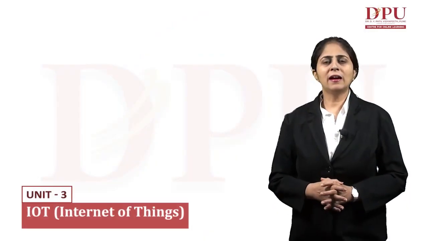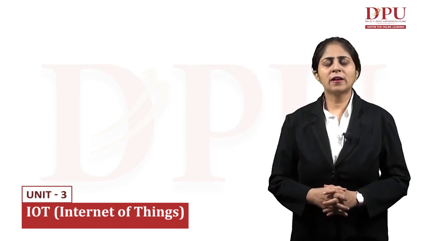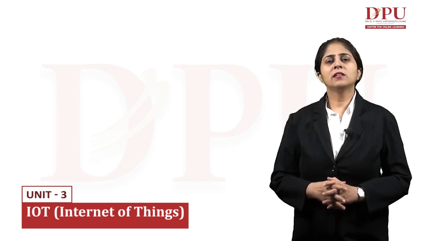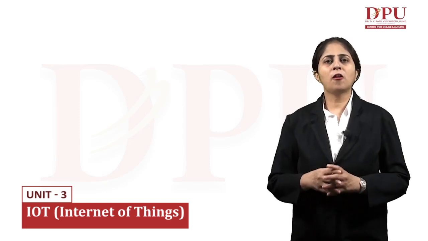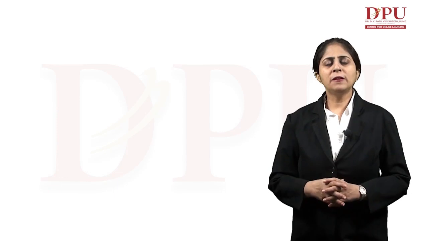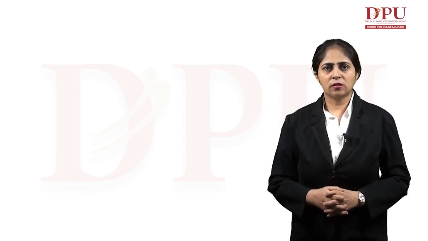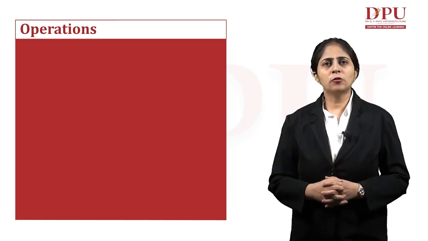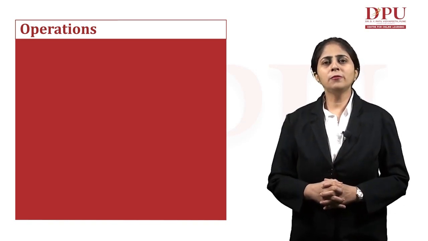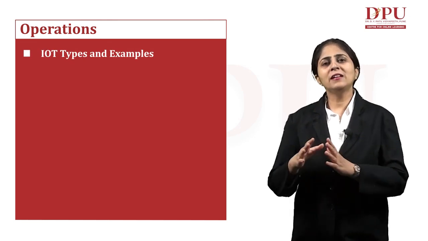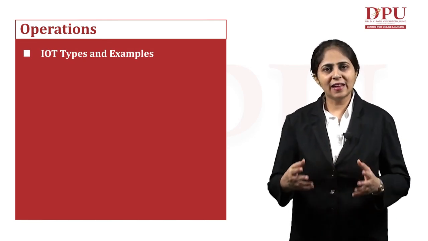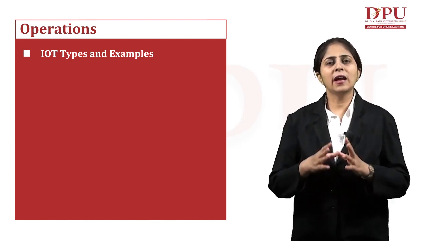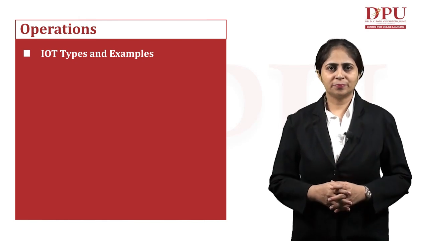Today we are going to start with Unit 3 of our subject, Introduction to AI in Business. Unit 3, the topic is Internet of Things, which we call IoT in short. So in this particular unit, first of all, we will be talking about IoT types and examples of IoT. IoT here refers to Internet of Things.